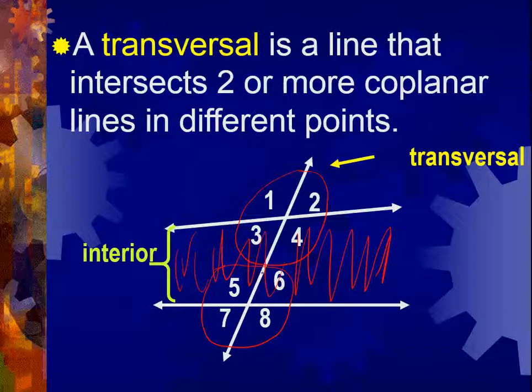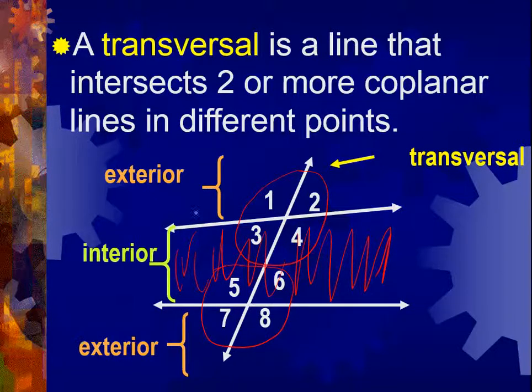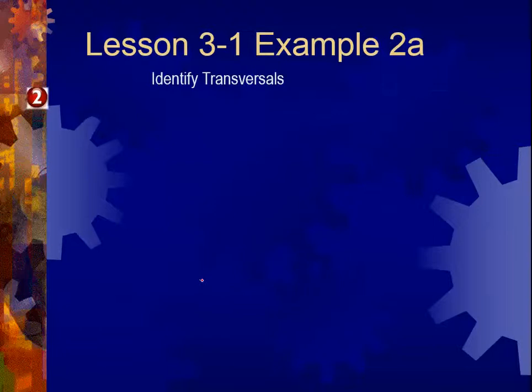Interior meaning inside. You may have heard of an interior designer. They come inside your house and teach you how to decorate, or they decorate themselves. So interior means inside. We also have two areas that are exterior, like exit. It means outside. So if it's on top of the parallel lines or below the parallel lines, it's like on the outside of those lines. We call that the exterior part of our diagram. Okay, and we name these 8 angle pairs according to their positioning.